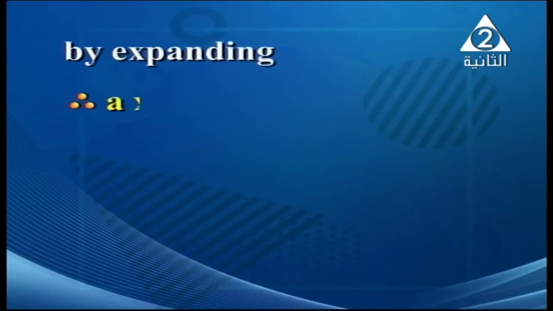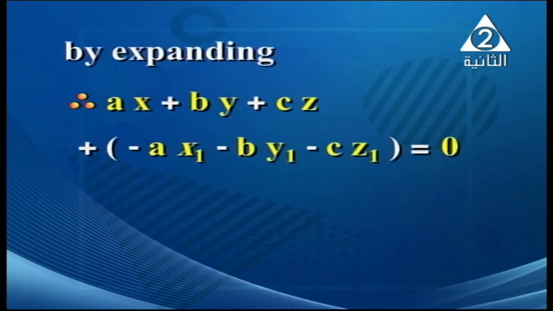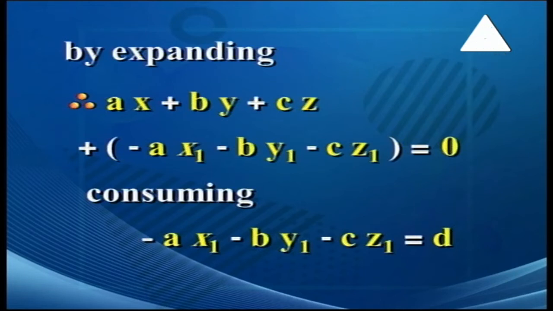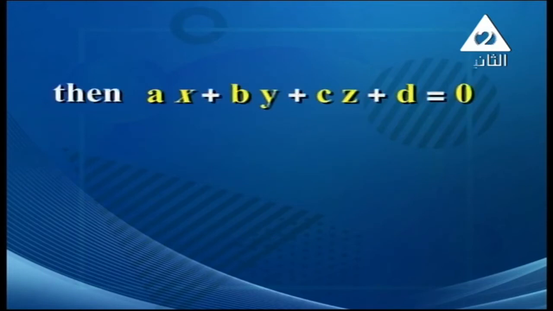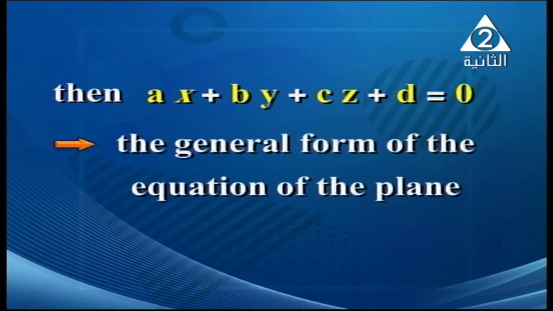By expanding, my dear student, we find the equation becomes ax plus by plus cz plus (negative ax1, negative by1, negative cz1) equals 0. We can assume negative ax1, negative by1, negative cz1 equals d. Then, my dear student, we can write the equation of the plane as ax plus by plus cz plus d equals 0. The general form of the equation of the plane is ax plus by plus cz plus d equals 0.